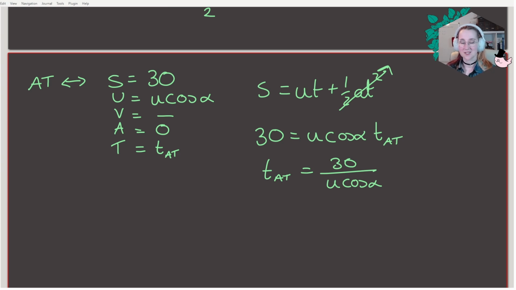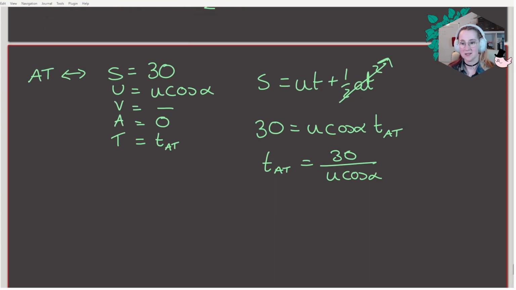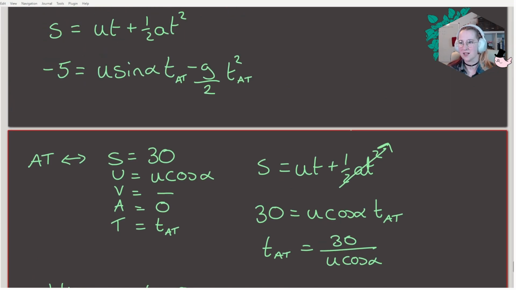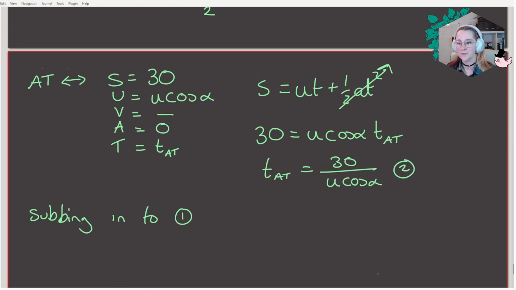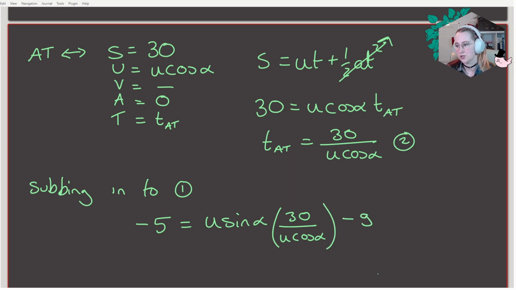Okay, so that gives us a value for time. So we can plug this into the equation up here. So subbing in. I'm just going to start labeling equations because this is about to get really messy. So this is equation 1, this is equation 2. We have that -5 is u sine alpha times 30 over u cos alpha, minus g over 2 times 30 over u cos alpha all squared.